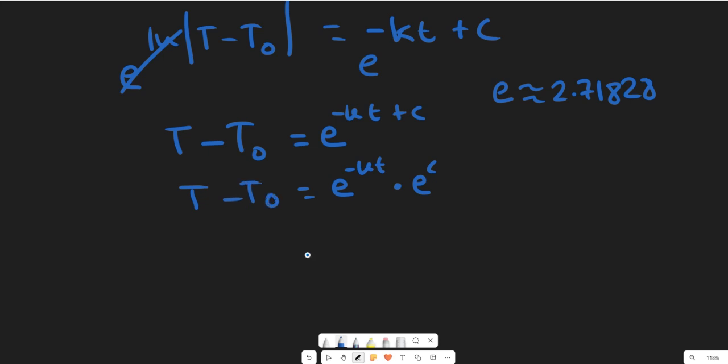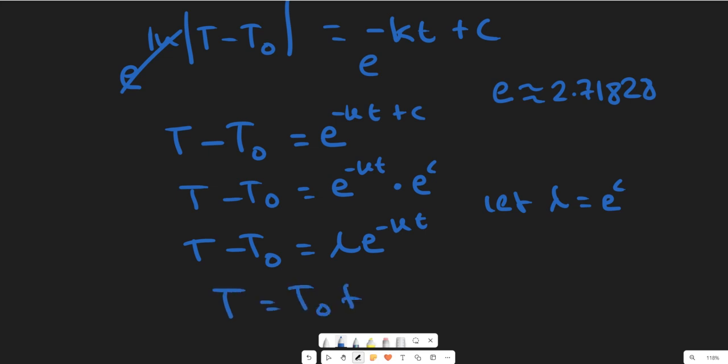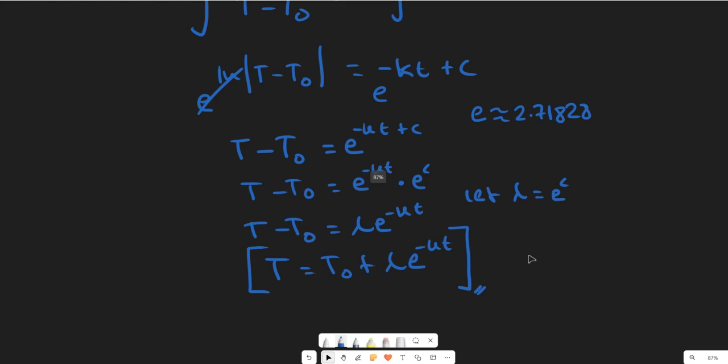So we can write T minus T0 is this, and then to make things simpler, we can let some variable, a, b, c, whatever you want to use, I'm just going to use lambda. So lambda e to the negative kt, where I'm going to say let lambda equal e to the power of c, right? And so T is equal to T0 plus lambda e to the negative kt. And so this is basically Newton's law of cooling.